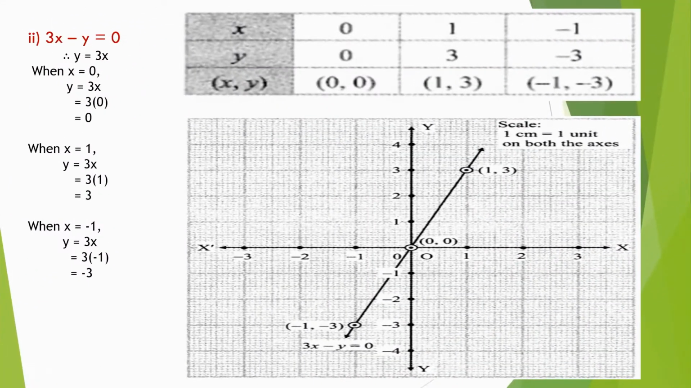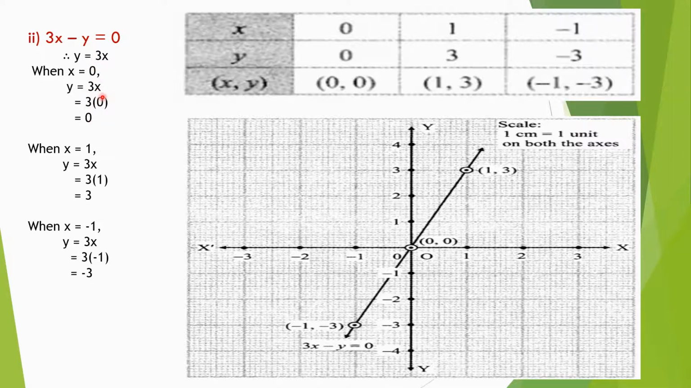Now the second equation is 3x minus y is equal to 0. Here also you have to find the ordered pairs. First rewrite the equation as y is equal to 3x, and let's take x is equal to 0. Therefore y is equal to 3 into 0, which is 0. Therefore the first ordered pair is (0, 0).